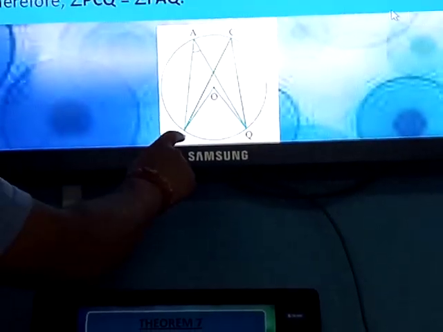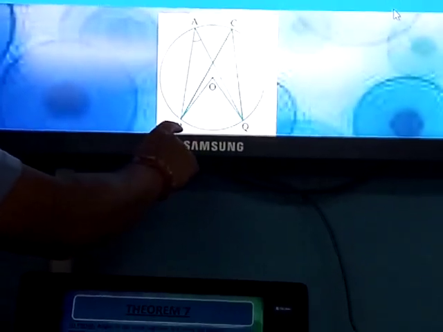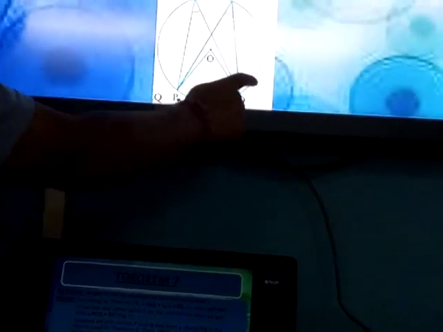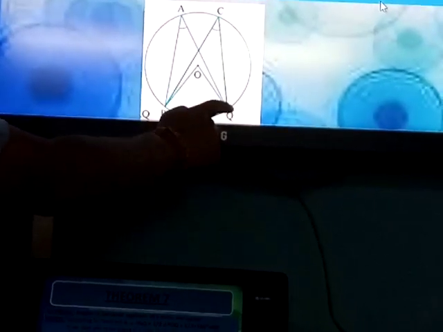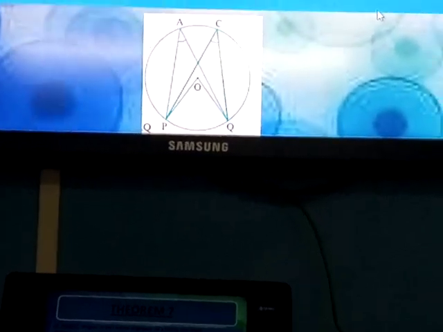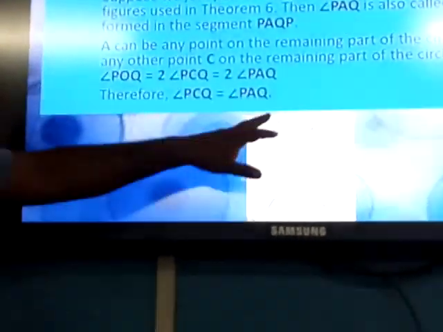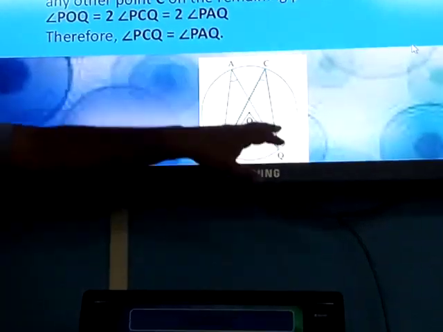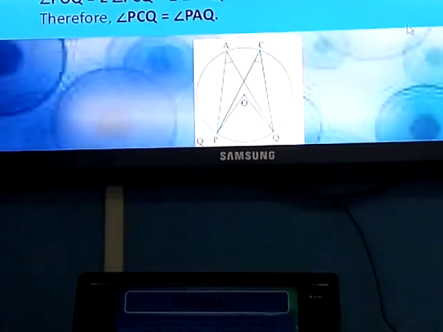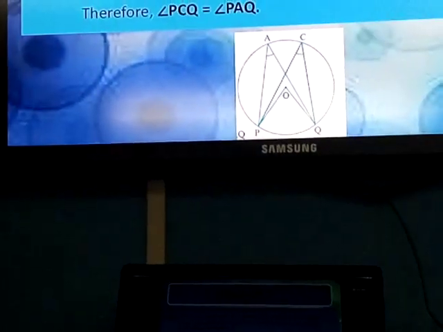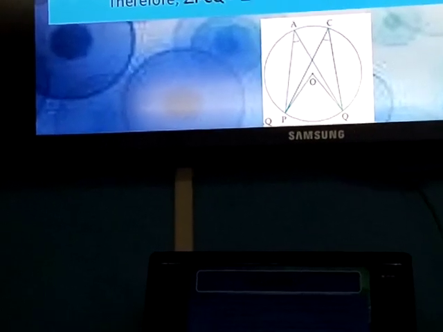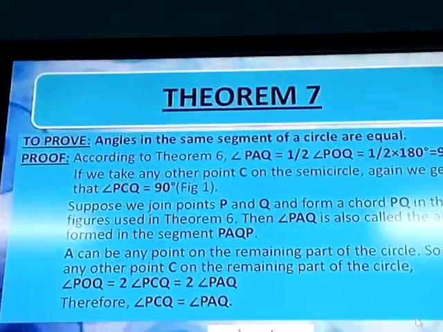In a similar way, angle PCQ is equal to half of angle POQ. From 1 and 2, you can conclude that angle PAQ is equal to PCQ, which is equal to half of POQ. This is the proof of the theorem: angles in the same segment of a circle are equal.